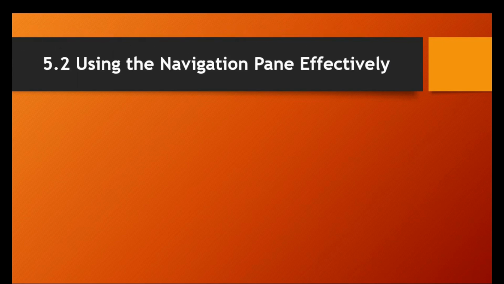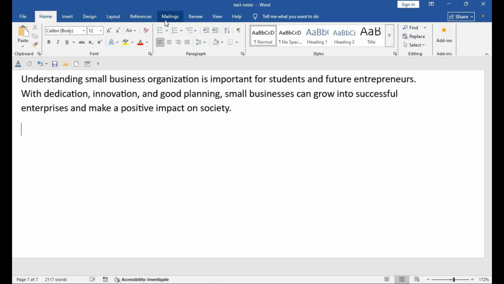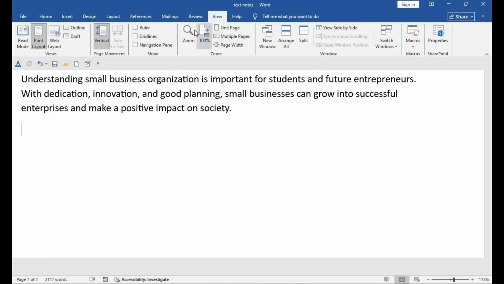Section 5.2, Using the navigation pane effectively. Here we are going to learn how to search with the navigation pane by headings, page numbers, and view the results. To use the navigation pane, go to View and select Navigation Pane. You can also use the keyboard shortcut of Ctrl F to open the navigation dialog box.